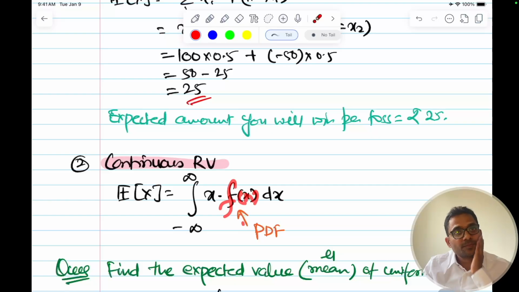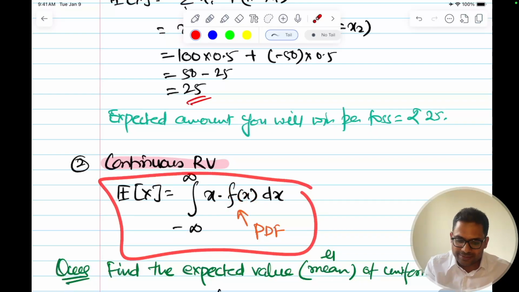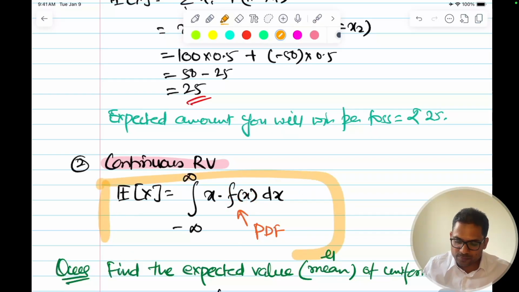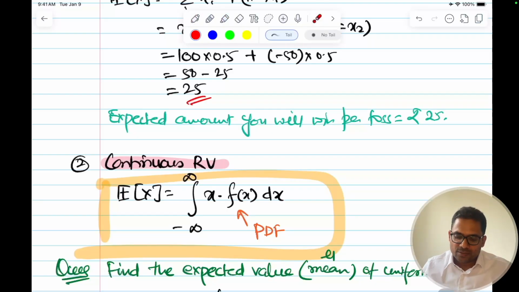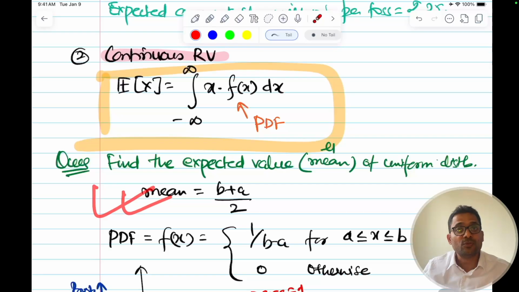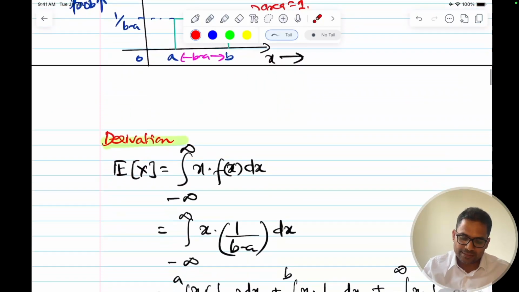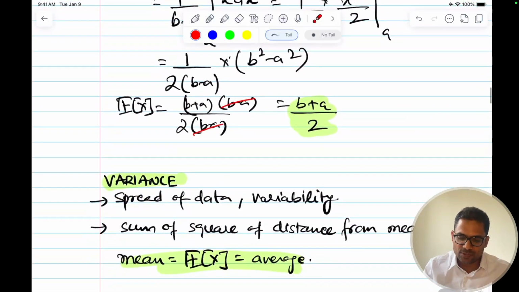This is your PDF, and this gives you the expectation for continuous form. And then we found the expectation of a uniform random variable using this formula. So we got (b plus a) by 2, which we knew already.